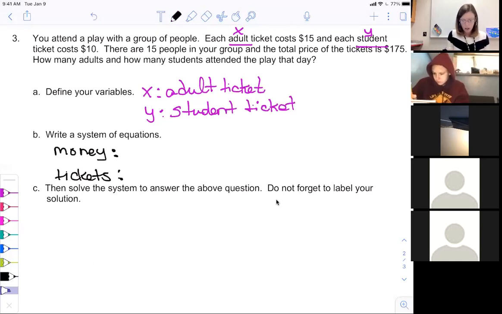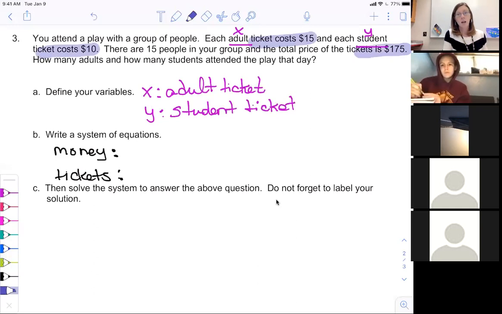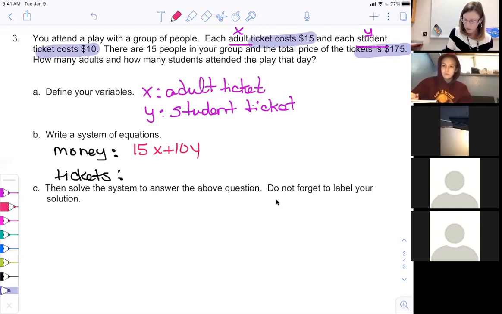So if you look through the question, an adult ticket costs $15. That's money. A student ticket cost $10, more money. We paid $175 for all the tickets. So all of that money needs to go in the same equation. Michael, do you think you can pull those three pieces together and make an equation? I did 15x plus 10y equals 175. Awesome. Perfect. So that's our first equation. $15 for the X, $10 for Y, 175 bucks.